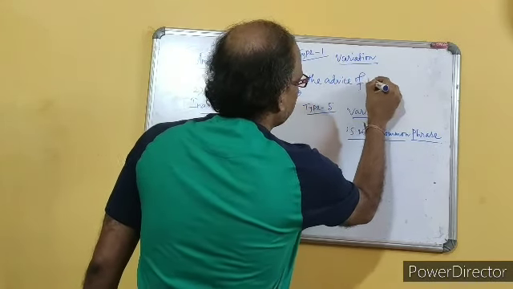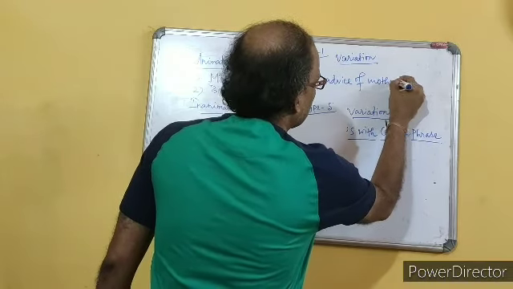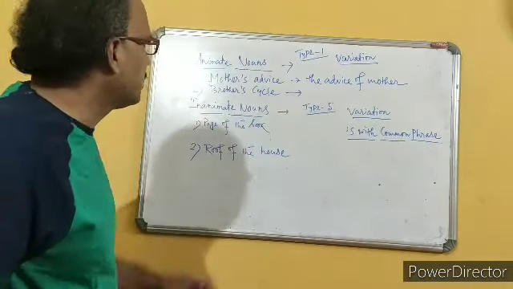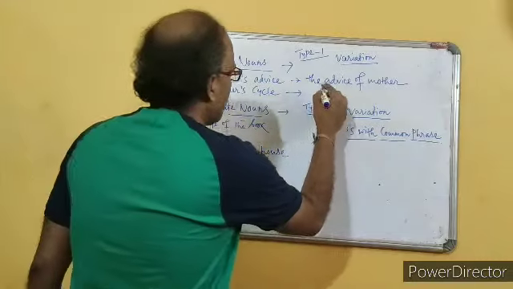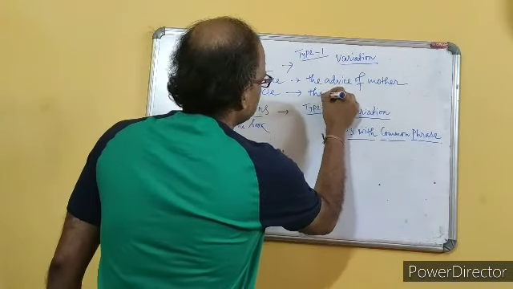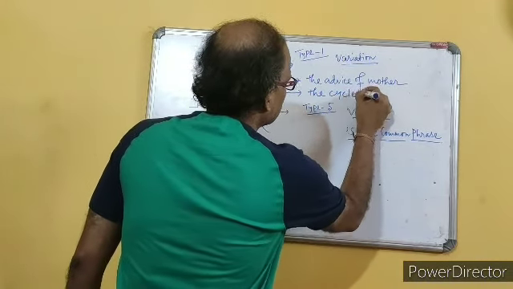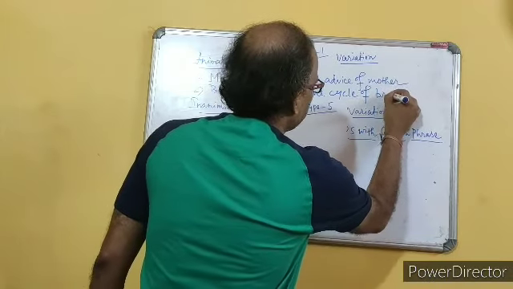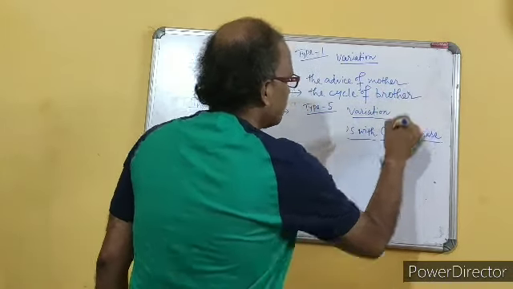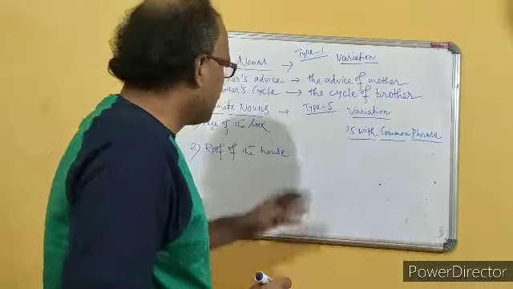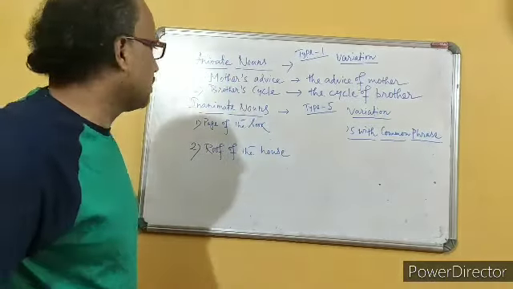the advice of mother. I can say the advice of mother. Brother cycle না বলে আমি কি বলতে পারি? The cycle of brother. These things happen. Look at other variation.